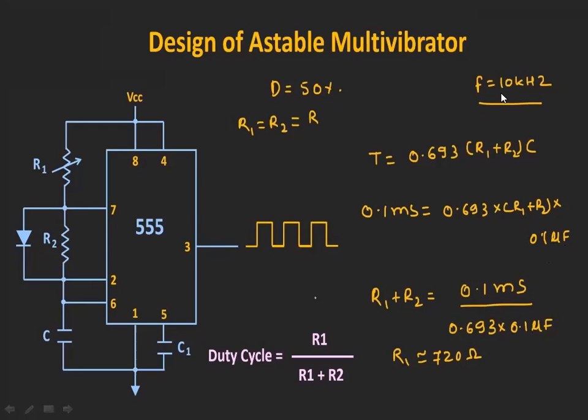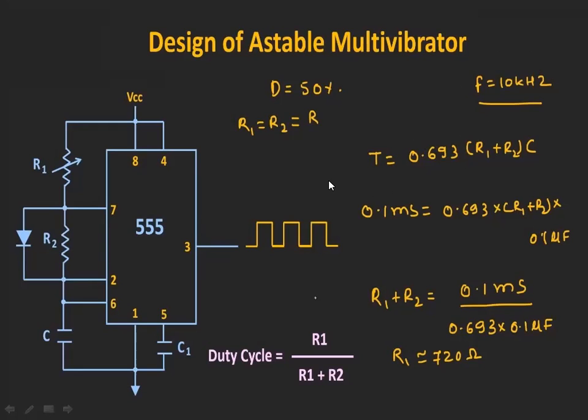Then it is going to produce a square wave having a duty cycle of 50% because R1 is equal to R2 is equal to R, and having a frequency of 10 kilohertz. In this way, we produce a stable square wave using an astable multivibrator. So this is how we design an astable multivibrator.